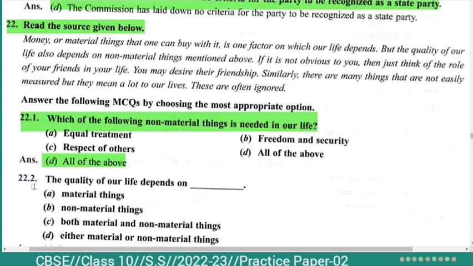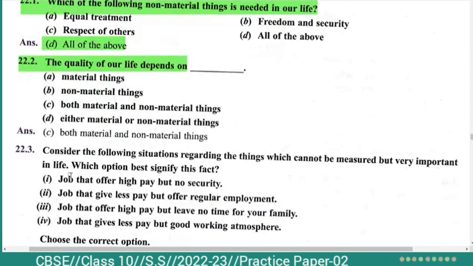Next question, 22.2. The quality of our life depends on dash. Option A, material things. B, non-material things. C, both material and non-material things. D, either material or non-material things. Here the correct answer is option C, both material and non-material things. The quality of our life depends on both material and non-material things.